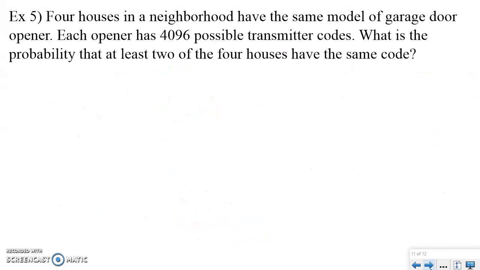4 houses in a neighborhood have the same model of garage door opener. Each opener has 4,096 possible transmitter codes. What is the probability that at least 2 of the 4 houses have the same code? So, here's what I will tell you. There are 4 houses. Each of those has 4,096 possible options. Okay, so this is our total number of possible outcomes.